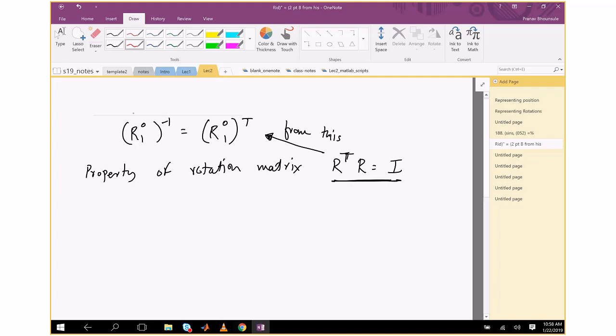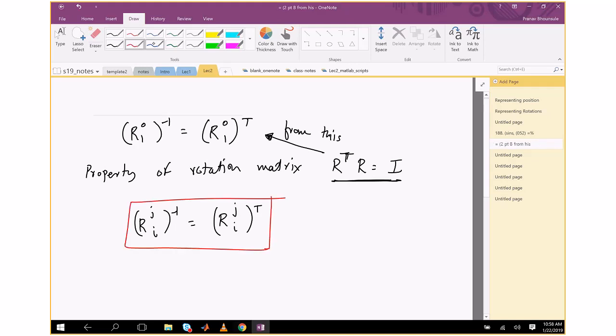So let me circle that. Let me write a generic form. The generic form is Rij inverse is equal to Rij transpose, always true. This is generalized.